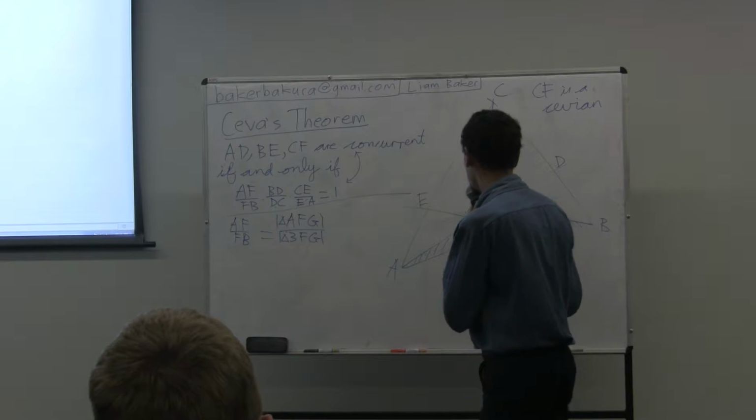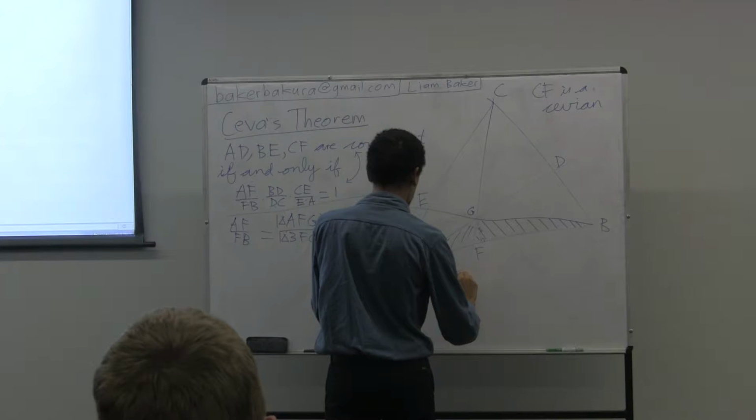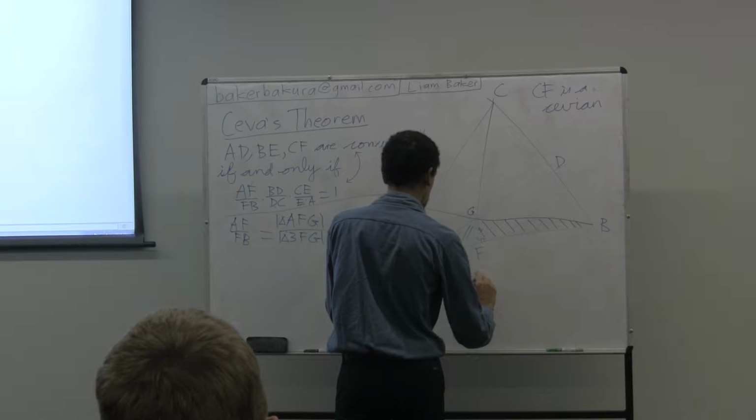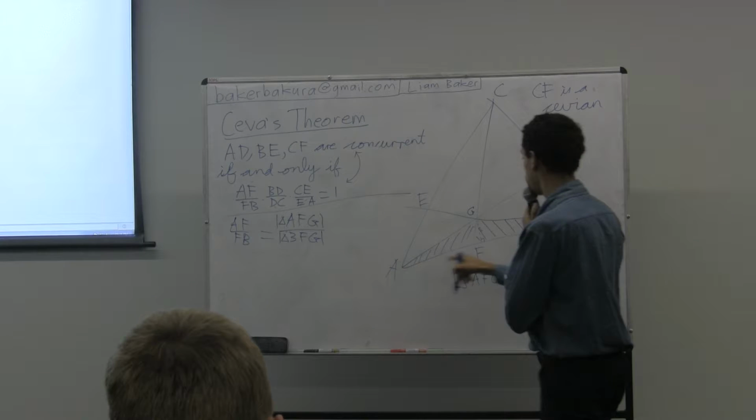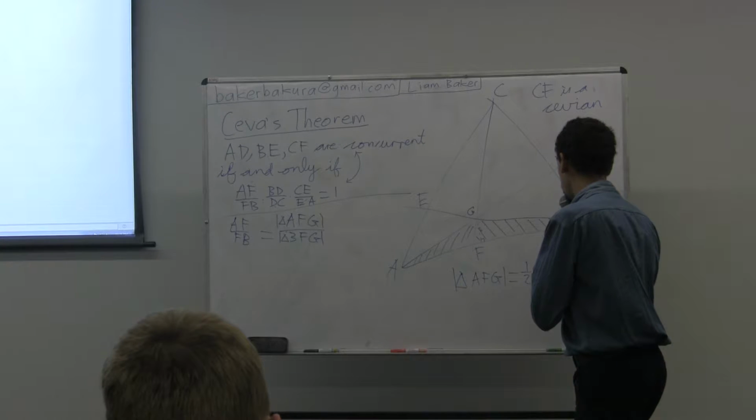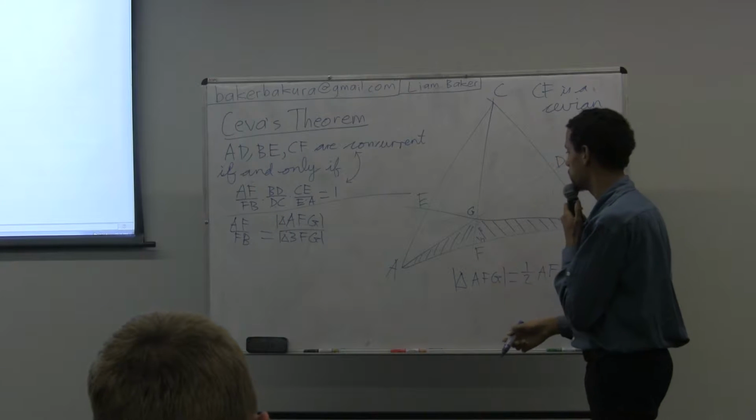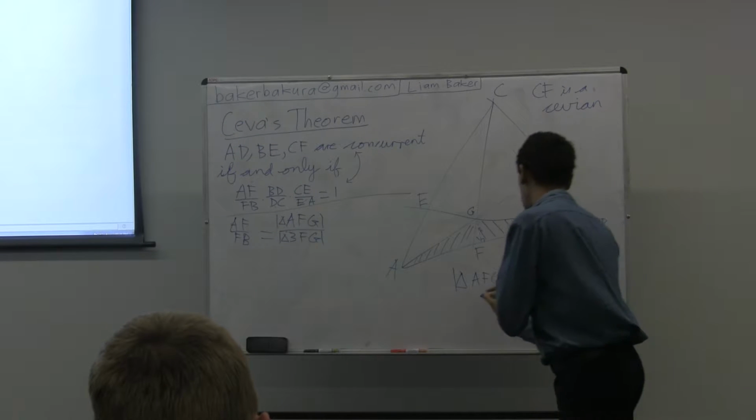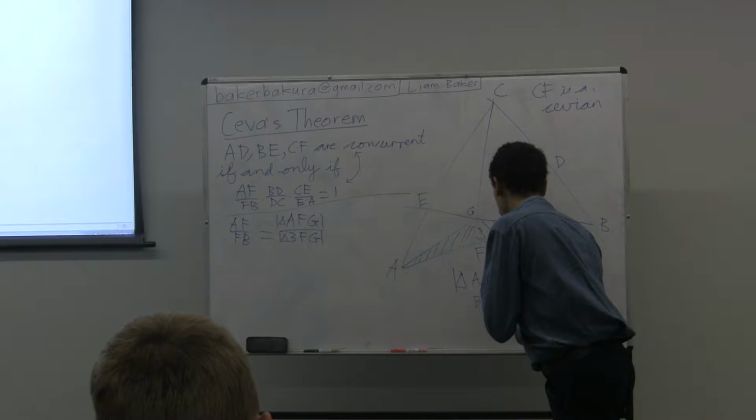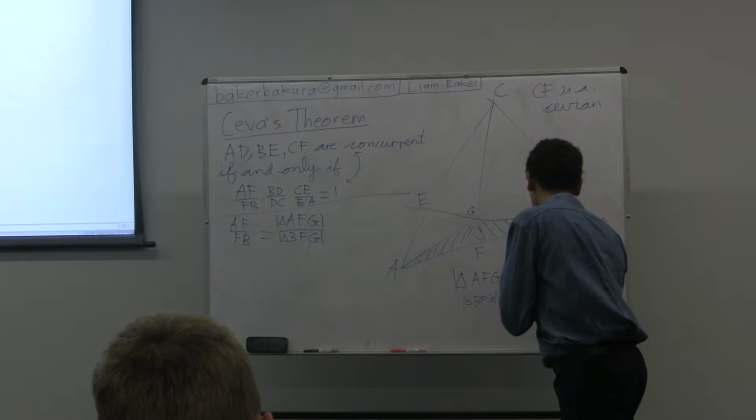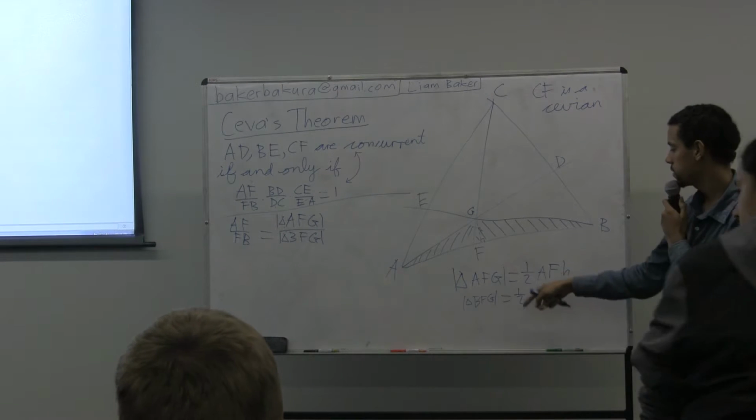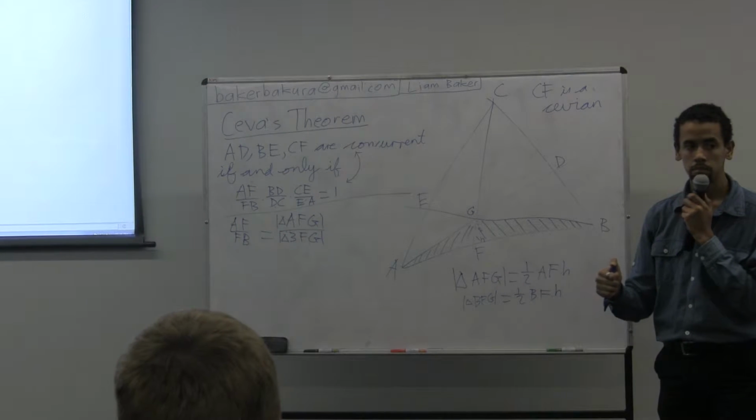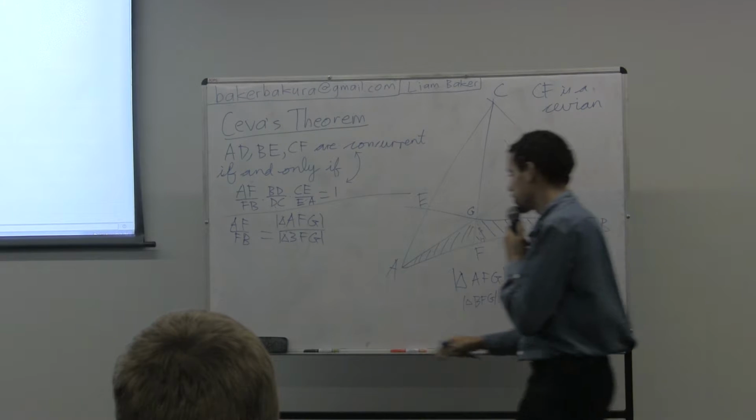Cool? So, for example, the area of triangle AFG will be half your base AF times your height, which is H. We're just calling that height H. And then the same thing for BFG is half BF times the height. When you divide the two, the height cancels and you're left with the ratio of the bases. Cool? So that's true.